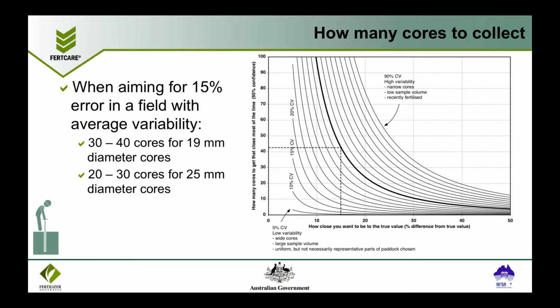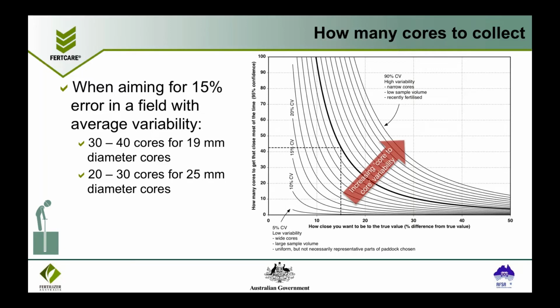Basically, what we're showing here is the representation of that statistical theory and how it applies to your sampling strategy in relation to the number of cores that you want to collect. What we have on the x-axis in this diagram is how close you want to be to the true value, and we've adopted about a 15% error here. If you want to be 95% confident that you're within 15% of the mean value, you'd probably need to take around 30 to 40 cores.